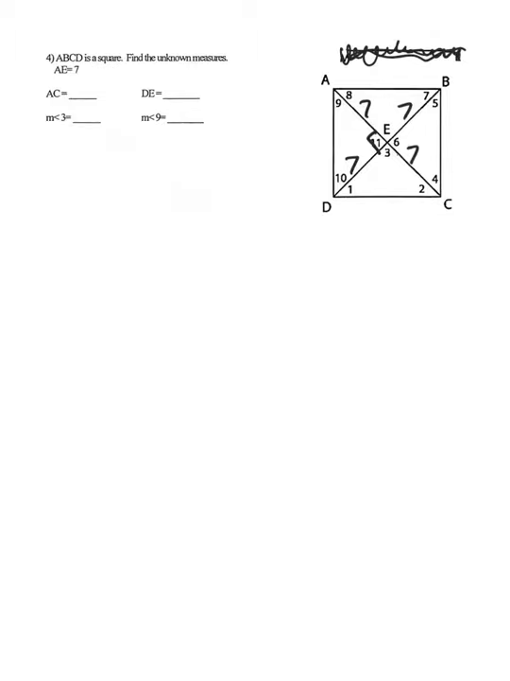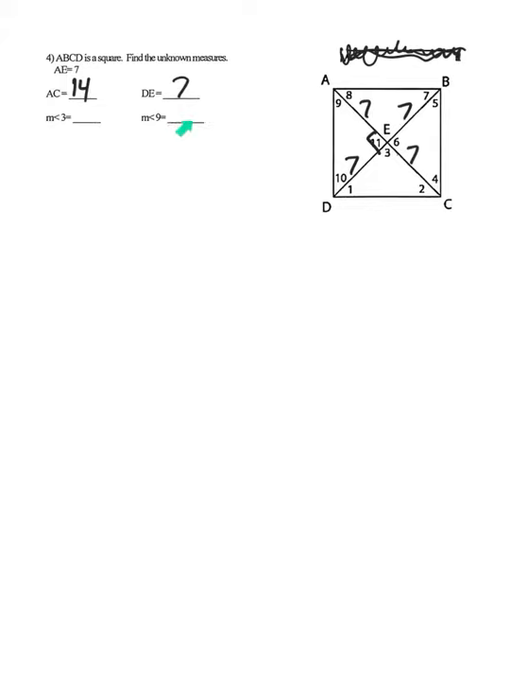Okay, so AC is the entire length of this diagonal. So if half is 7 and the other half is 7, you just add them together and AC should be 14. DE, well, that's already written in there. I already filled it in. DE is this half of the diagonal. If AE was 7, then DE has to be 7 because every part of these diagonals are congruent to each other. So we have 7 there as well.